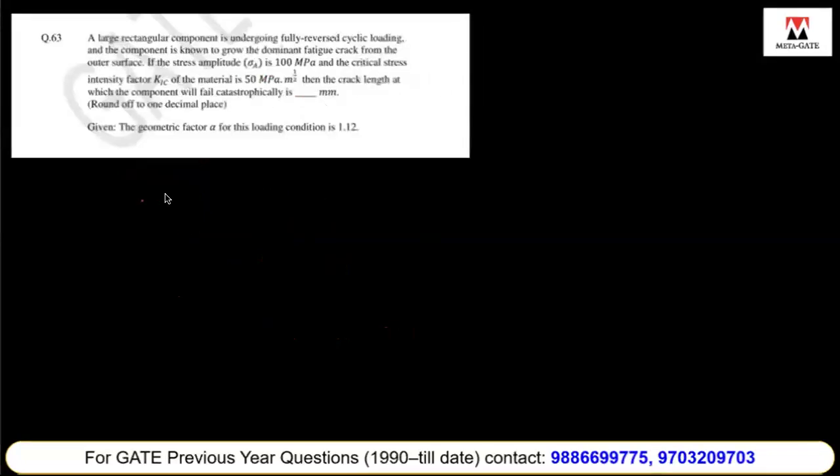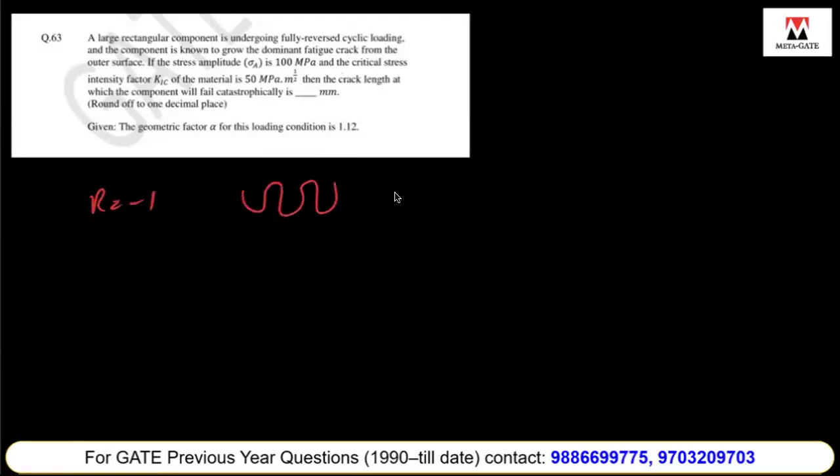A large rectangular component is under fully reversed cyclic loading, and the component is known to grow the dominant fatigue crack from the outer surface. The stress amplitude sigma a is 100 MPa. The critical stress intensity factor is given by 50 MPa root meter. Then the crack length at which the component will fail catastrophically is. It's given fully reversed cycle. For fully reversed cycle, R is equal to -1.